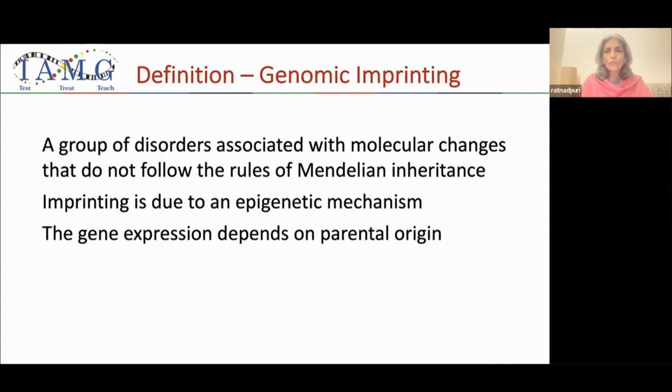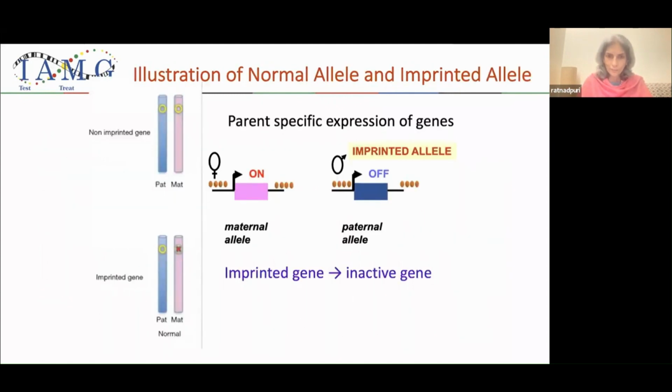So disorders of genomic imprinting are a group of disorders that are associated with molecular changes that do not follow the standard rules of Mendelian inheritance. The imprinting that has occurred in the gene is due to an epigenetic mechanism, and the expression of the gene depends upon the parent of origin. Over the next few slides, this basic concept will be elaborated to make it clearer.